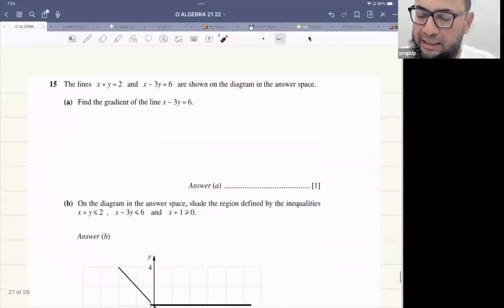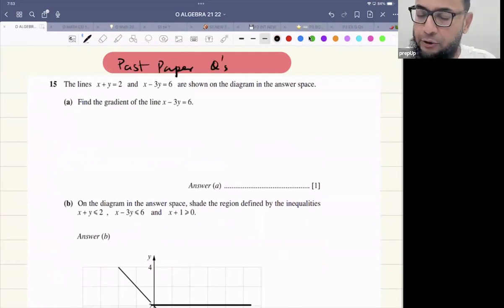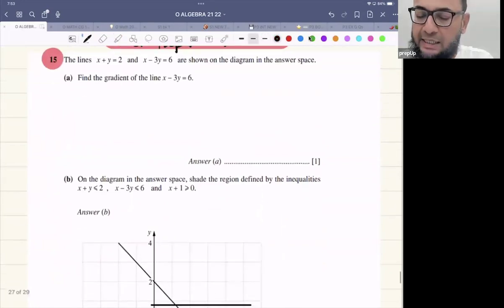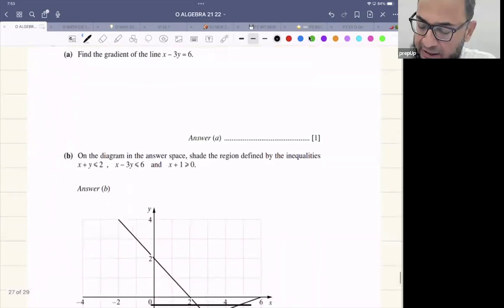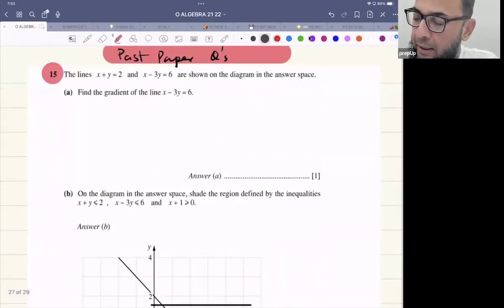Now let's look at these past paper questions. And that is the kind of ending to it. Past paper questions. So let's look at question 15. Now the question says the line x plus y is equals to 2 and x minus 3y is equals to 6 are shown on the diagram in the answer space. These are the two lines. Which one is which? Let's see.